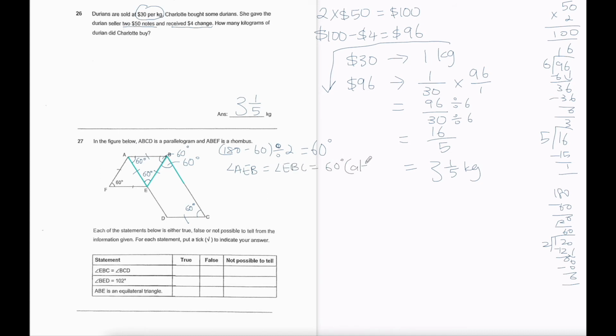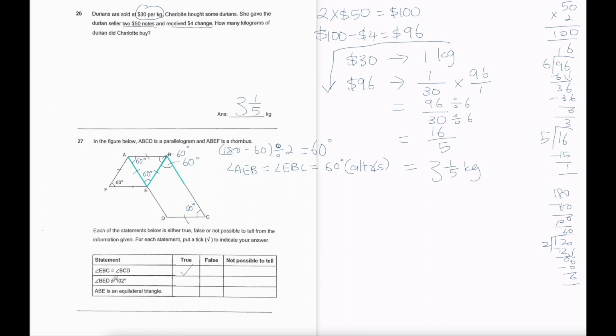Okay, alternate angles. For those who don't know, go and flip your textbook. Alternate angles and corresponding angles, you have to be very familiar with these things. So EBC is 60, and BCD is also 60, so this is true.